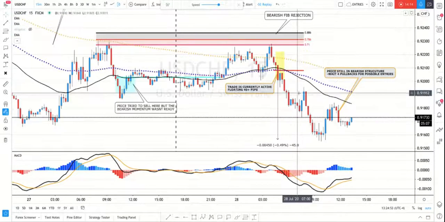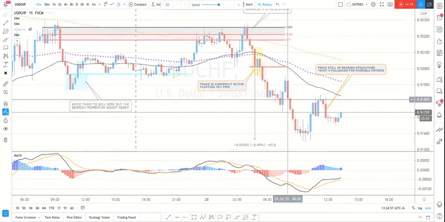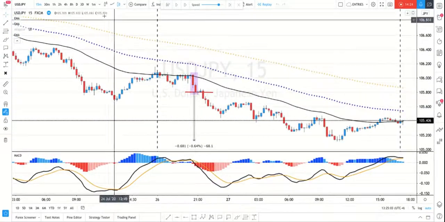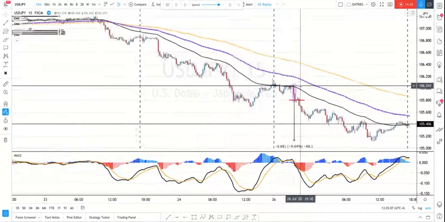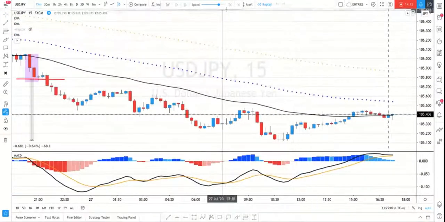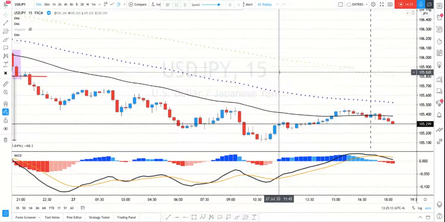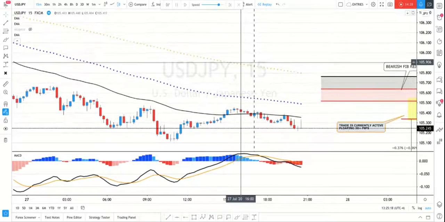But overall, we're still in this downtrend. So I'm continuing to look for sales if it presents itself. Next, we have UJ. UJ played pretty okay. UJ is very overextended, which means it's been selling for a long time. So I'm looking on UJ as well as the dollar overall to show at least a pullback, not even a reversal, but at least a pullback.